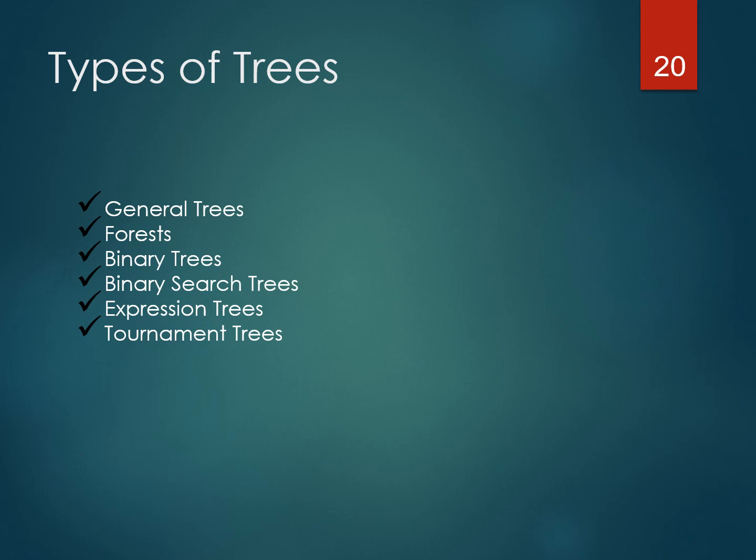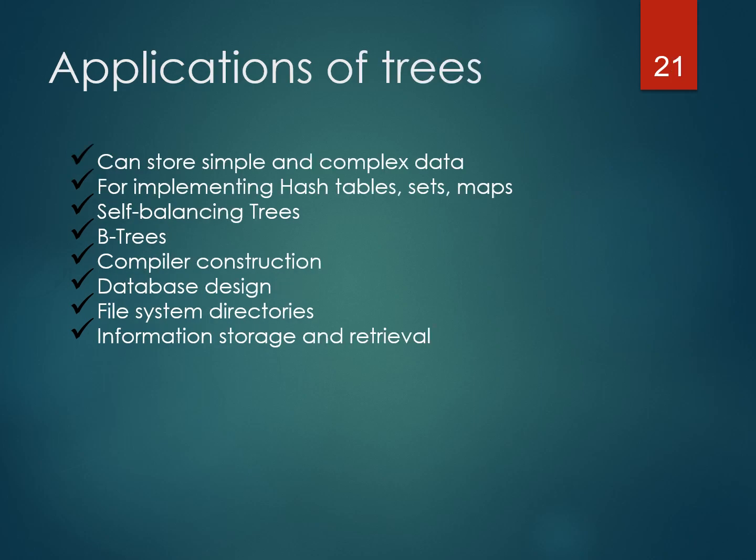Now there are various types of trees. These are the most common trees: general tree, forests, binary search trees, expression trees, tournament trees, and there are so many. So why should we learn trees? There are several applications. Trees are used to store simple as well as complex data. When we say simple, it can be an integer value, a character value, or any simple primitive data type value. Complex data means it can be a record of data, a row of data, a structure of data, and so on.